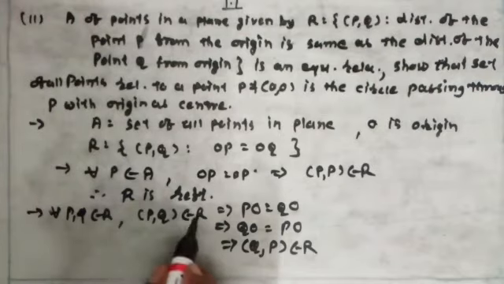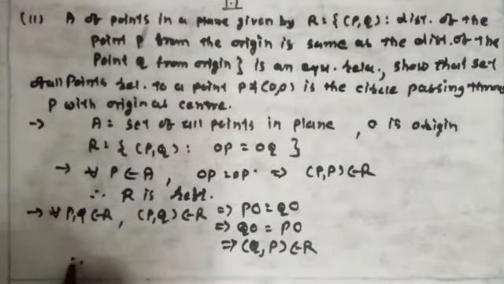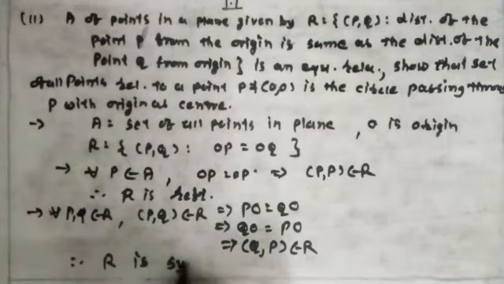So PQ belongs to R implies QP belongs to R. So we say that R is symmetric. R is symmetric. Clear?